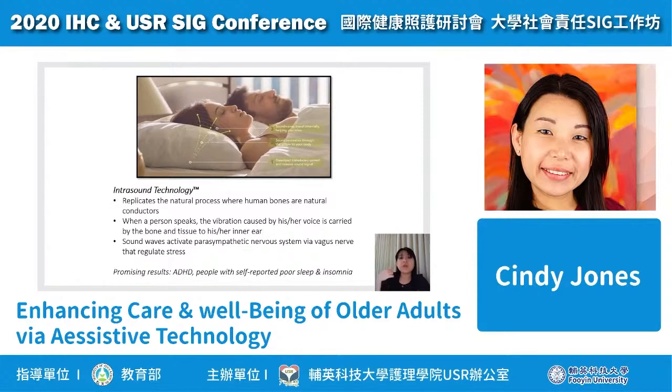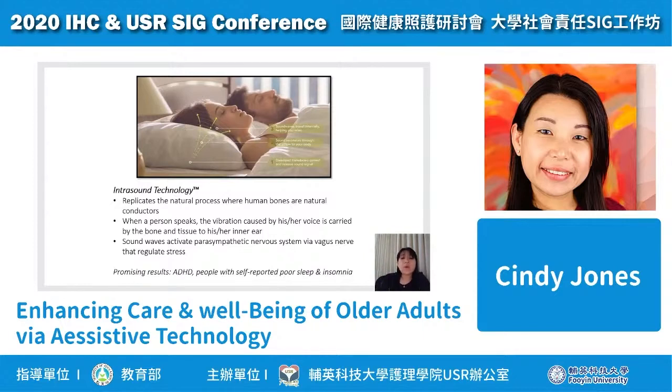Then the vibration is carried through the middle and inner ear, which is home to the cochlear and vestibular apparatus, which governs one's ability to hear and filter out unwanted noise. I guess those are related to the auditory hypersensitivity. So the sound wave then activates the parasympathetic nervous system via the vagus nerve that regulates stress in order to help people sleep better. So it doesn't matter whether you're sleeping on your head, on your side, the bone in our skull will act as a conductor.